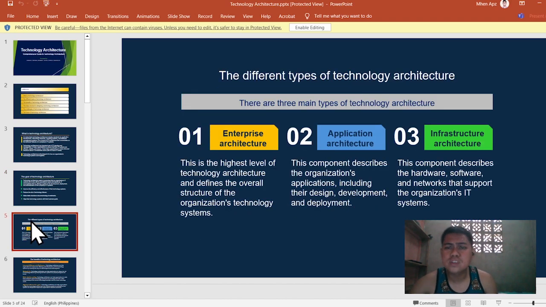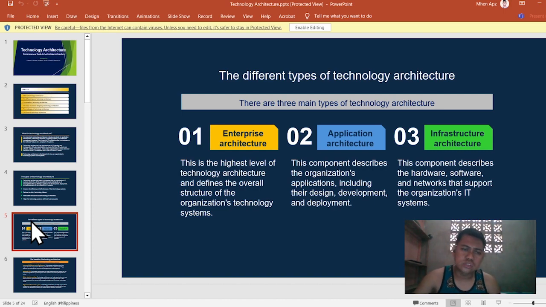The different types of technology architecture: there are three main types of technology architecture. Number one, the enterprise architecture; the application architecture; and the infrastructure architecture.